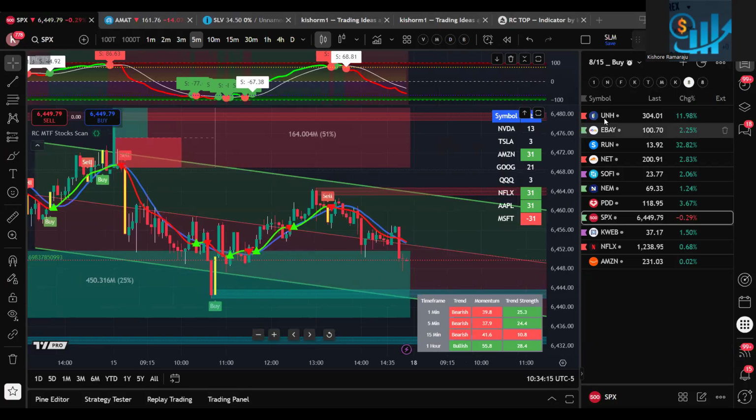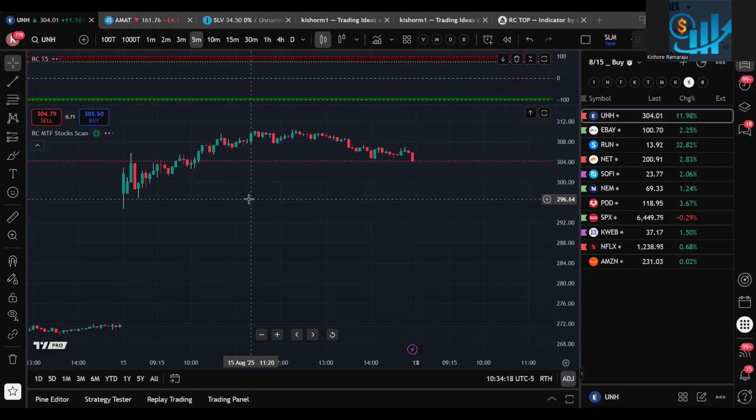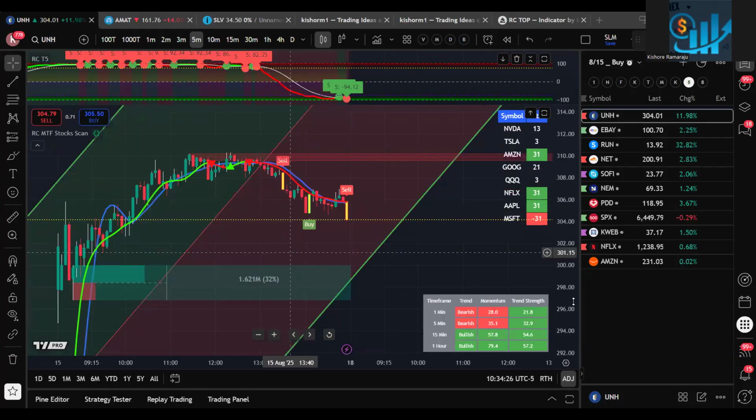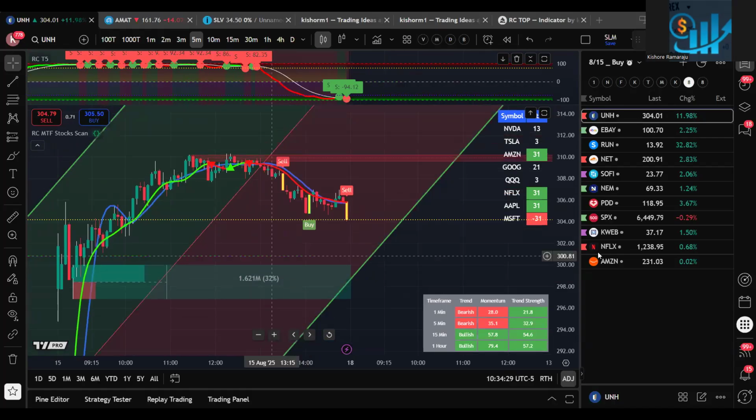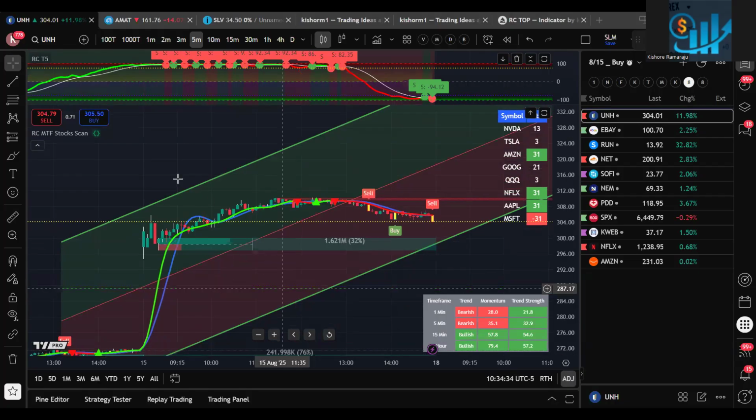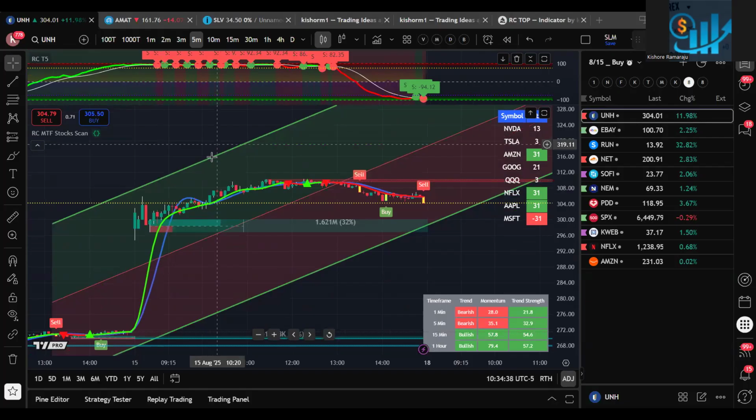There are some stocks like UNH that are bullish now. Here on the chart you can see different things. One is this, called a channel. Either a channel or a band basically represents whether the stock is going in an uptrend or downtrend. Generally, if the channel is pointing towards the upside, that means the stock is very bullish.